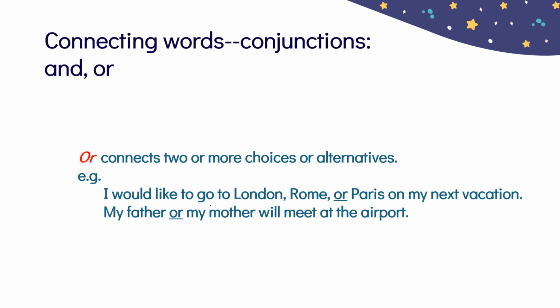For example, I would like to go to London, Rome, or Paris on my next vacation. So there are three kinds of choices: London, Rome, Paris. Those are only choices. We can only go to one place. So those are connected with or. My father or my mother will meet at the airport, because those are the alternatives. So we connect these sentences with or.